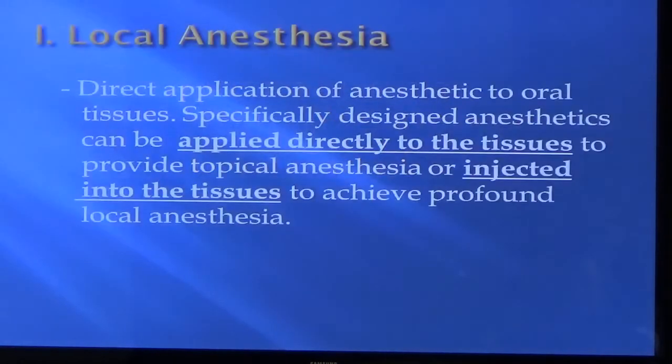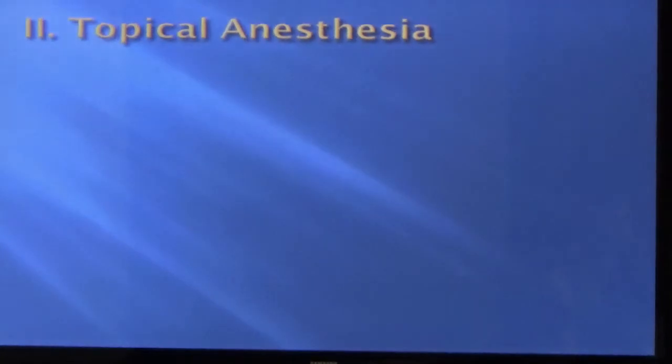Alright, so topical and local anesthesia. Local is a direct application of anesthetic to the oral tissue. Specifically designed anesthetics can be applied directly to the tissues to provide topical anesthesia or injected into the tissues to achieve profound local anesthesia. And this is the one that we want in order to be able to work on teeth or do root canals. You need the injected type.